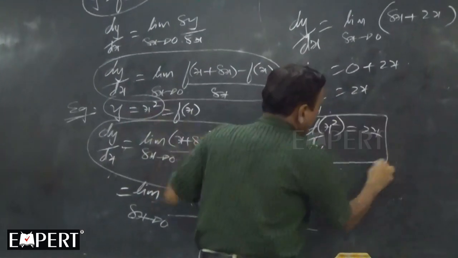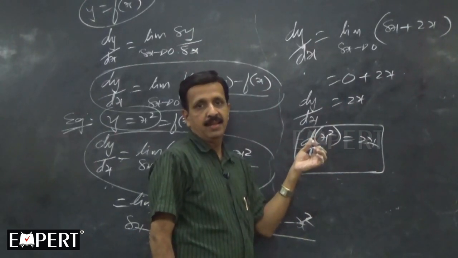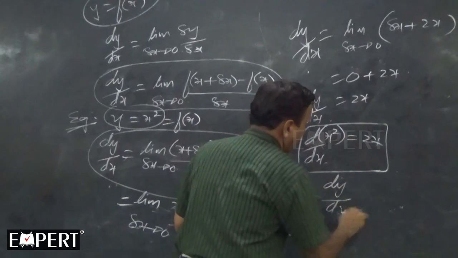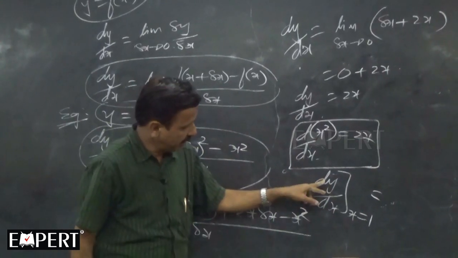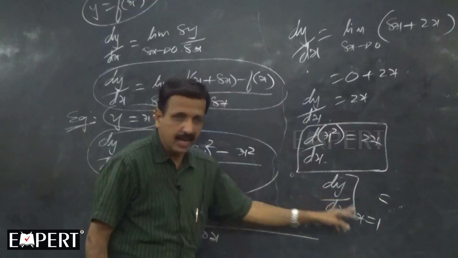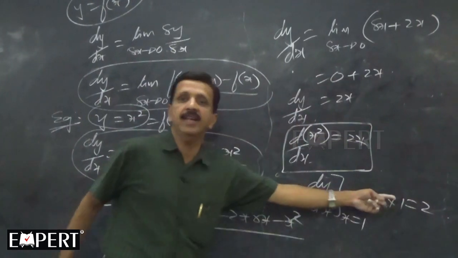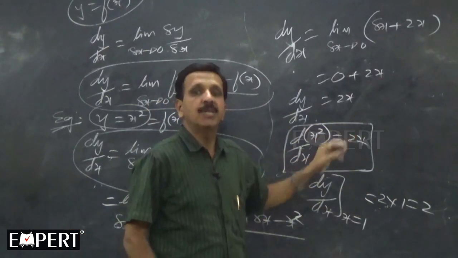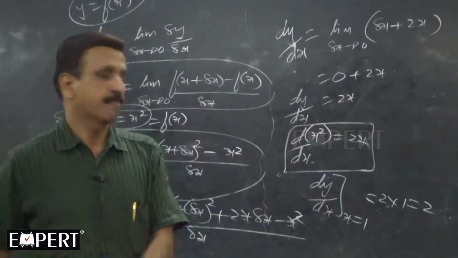That's what I said, derivative is an expression. You can convert it into a numerical value. dy by dx at x is equal to 1. How do you read this? dy by dx at x is equal to 1. If you substitute, 2 into 1 is equal to 2. See, it's a numerical value. Basically, derivative is an expression, but you can convert it into a numerical value at different points.